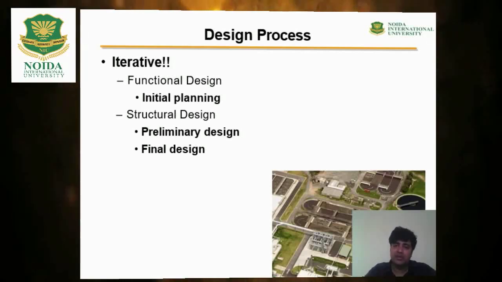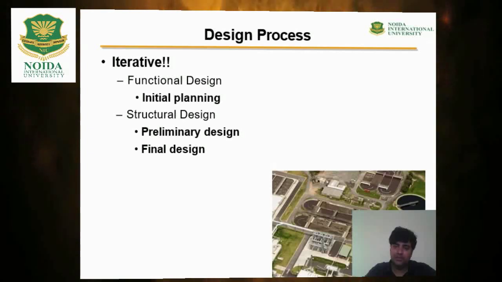That is the process of iterativeness, which we have discussed already. It means if the structure is safe for the given load on it, as per the analysis report, then it's okay. Go for the next part, which is the economical part. If it is not safe, then you have to go again for the functional design part, the initial planning part, or the preliminary design part. Then after that, go for the final design part.